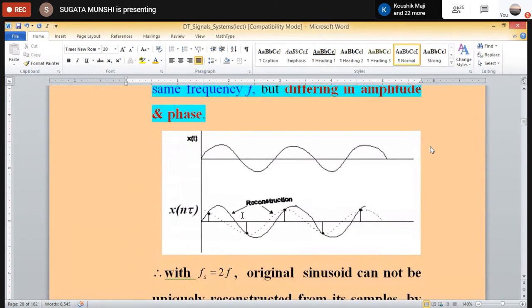I have shown here two possible reconstructions. One is shown by the dotted line, very faintly drawn, and the other by the firm line.